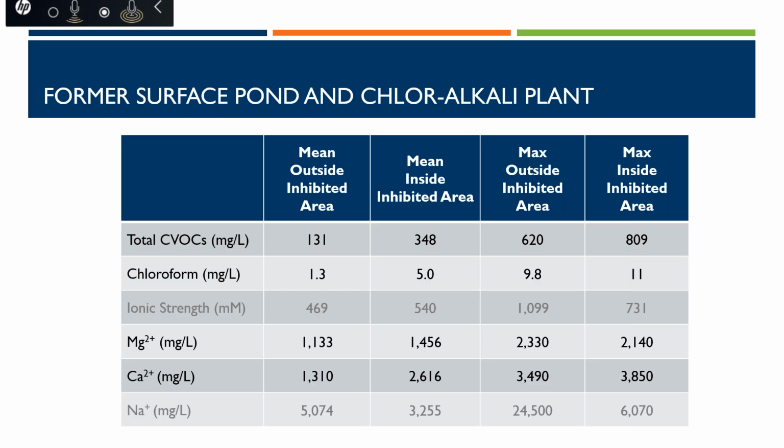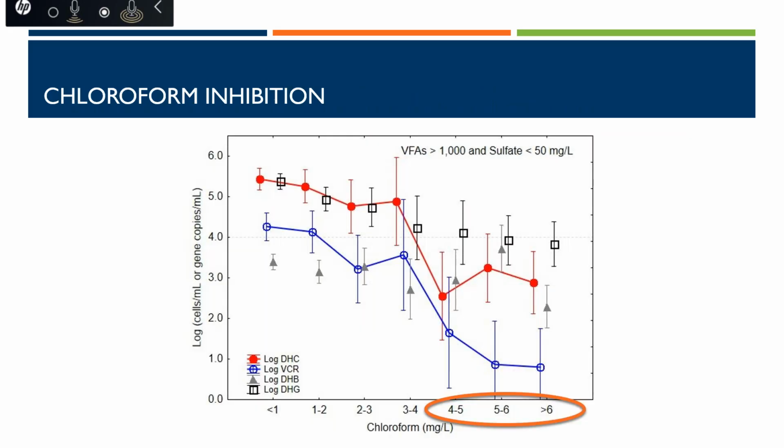As we look at this area, we see that on average, the total CVOC concentrations, mainly the chlorinated ethanes and the vinyl chloride, were significantly greater here than in the non-inhibited area. Chloroform concentrations were also significantly higher in this area. And because this area was near the outfall of that former chloroalkali plant that Kate was talking about, we know that while the ionic strength as a whole was not substantially higher, concentrations of calcium and magnesium on average were higher than outside the inhibited area. So let's take a look and try to figure out what's going on.